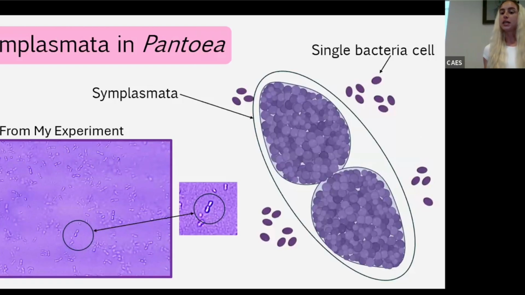Pantoea are very unique because they can form multicellular structures called symplasmata. These structures can contain hundreds of bacterial cells that are bound by a membrane. It is possible that these structures help safeguard the bacteria from UV radiation and desiccation stress. Additionally, the size of symplasmata may provide protection against predation.